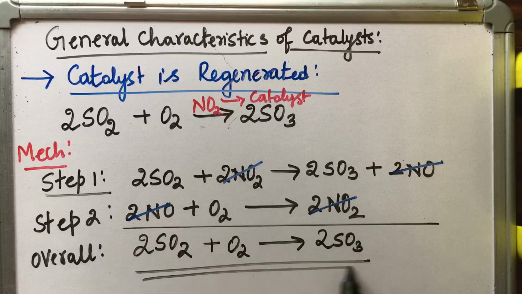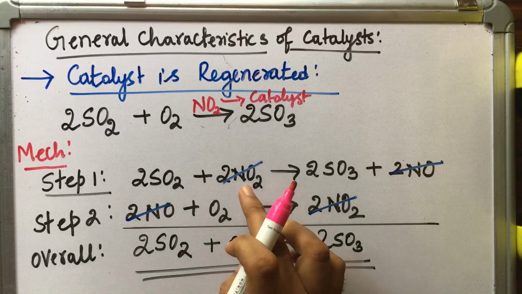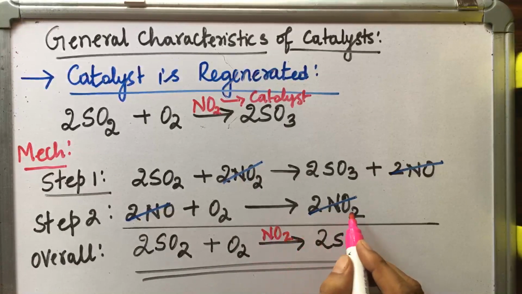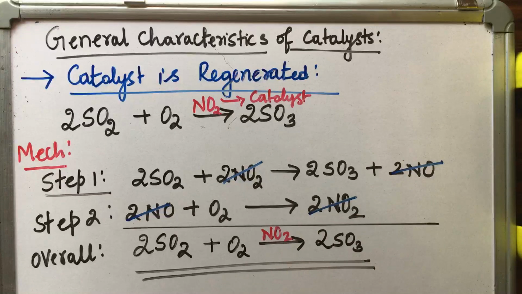Is this point clear, students? See, now we can say that NO2, which was used for the reaction, where it was consumed, has been regenerated. Therefore, ultimately this NO2 remains as such. It is not consumed during the reaction. So this is the proof for what? The first statement, the first general characteristic property of a catalyst. Catalyst is always regenerated during a chemical reaction. Note it down, students.